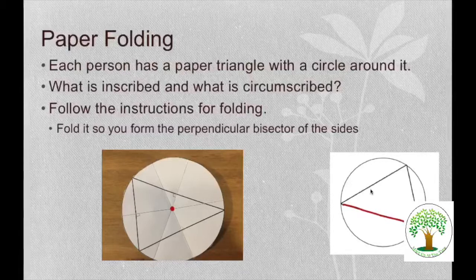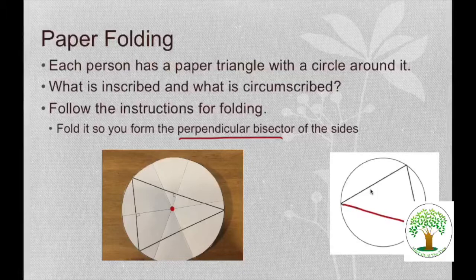What did I just mark? The point of concurrency. What did you just find on all those? You found the perpendicular bisector, correct? All right. I'm telling you right now, you just found the center of that circle. Okay? You found the center of the circumscribed circle by finding the perpendicular bisector of all of the sides.